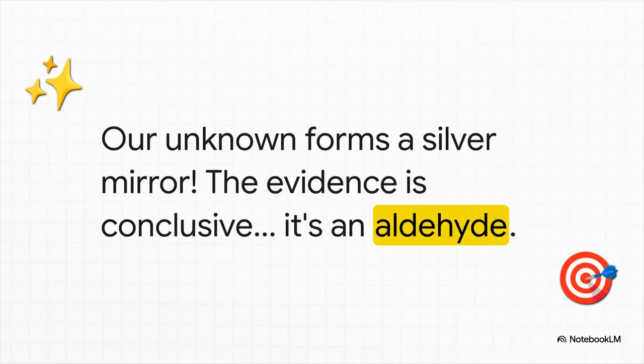So we run the Tollens' test on our unknown, and would you look at that? A perfect silver mirror. The evidence is conclusive. Our mystery molecule is an aldehyde. We've officially eliminated ketones from our inquiry. Case closed? Not quite.